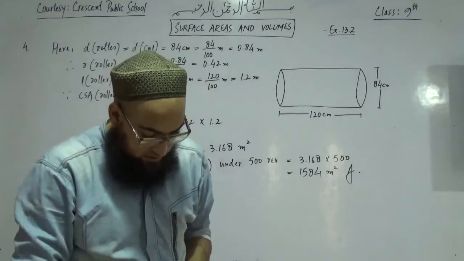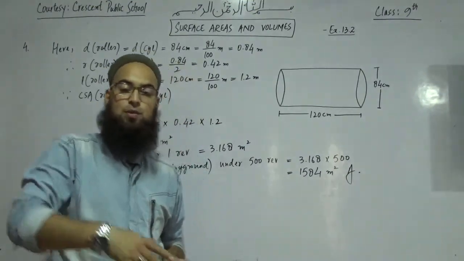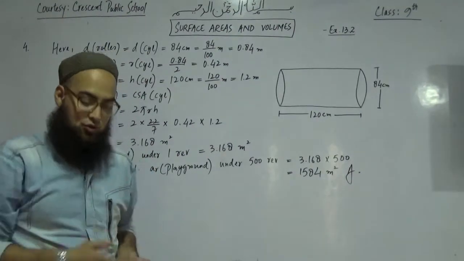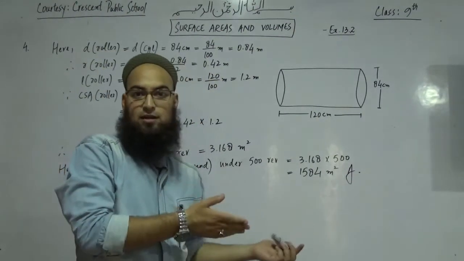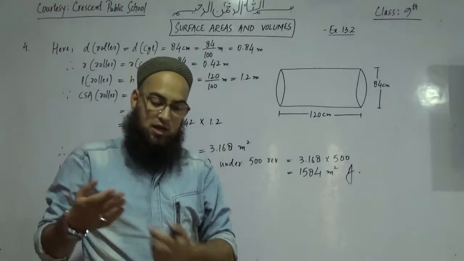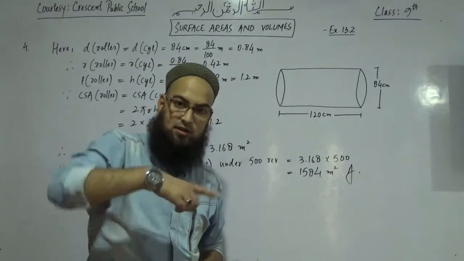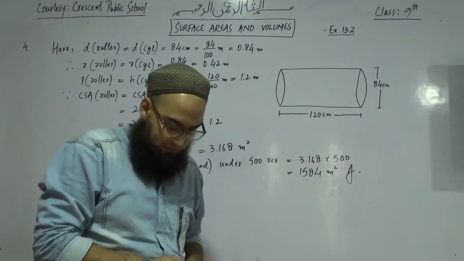Then the cost of plastering this curved surface area. Now you need to plaster this curved surface area. So for 1 square centimeter you have rupees 40. Then whatever you get in the first part, multiply it with 40. You will get the total cost of plastering the curved surface area of this very well.